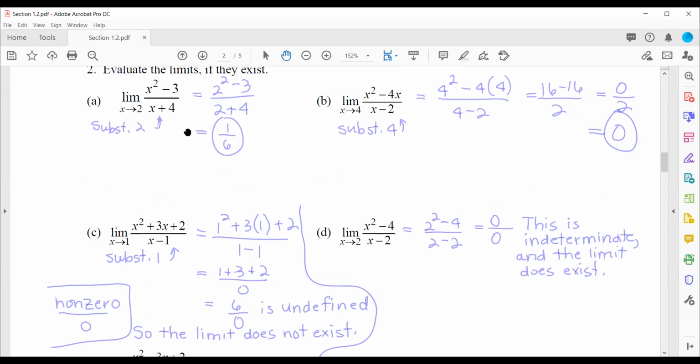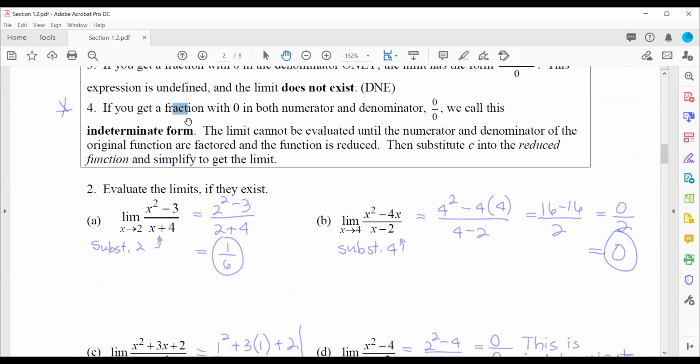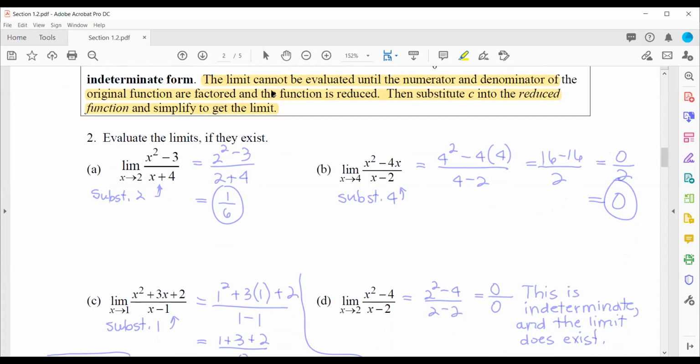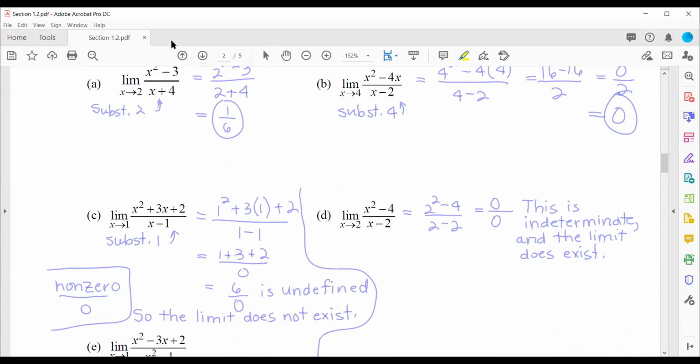And if you go back and look at what it says, the limit cannot be evaluated until the numerator and denominator of the original function are factored and the function is reduced. Then you substitute again, and that's how you get your limit. All right. So I wish I could change colors on my PDF, but I can't. All right, so you got to go back. You're basically going to start over.